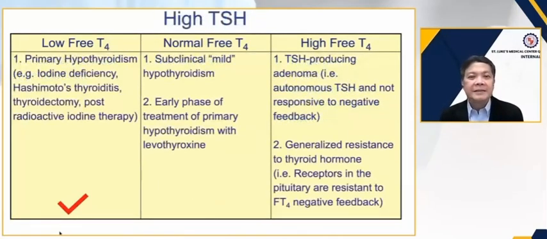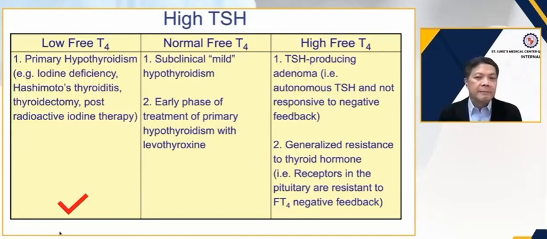Let's go to the last. A high TSH, the easiest one to interpret is the one that follows the seesaw. If you have low T4 with high TSH, it's easy. This is primary hypothyroidism. You just have to look for what's causing it, asking them about diet, whether they underwent thyroidectomy, radioactive iodine, or they may have a firm thyroid, Hashimoto's thyroiditis, autoimmune destruction of thyroid hormone.